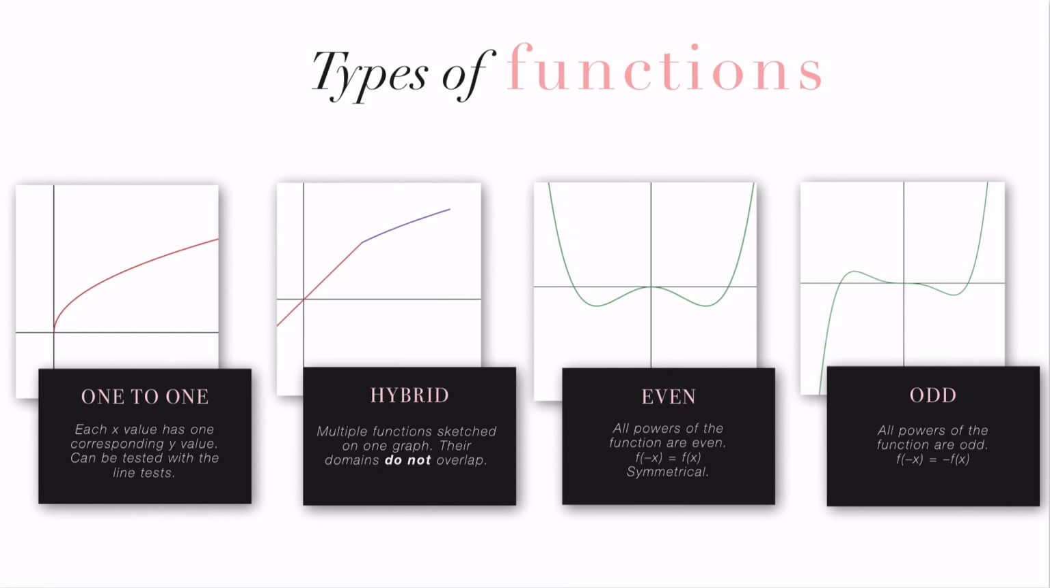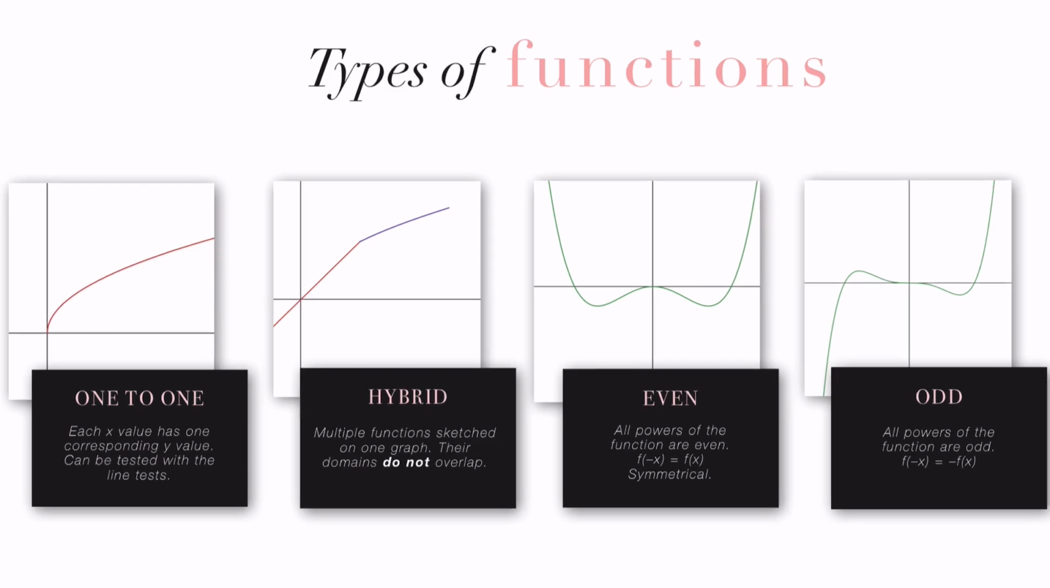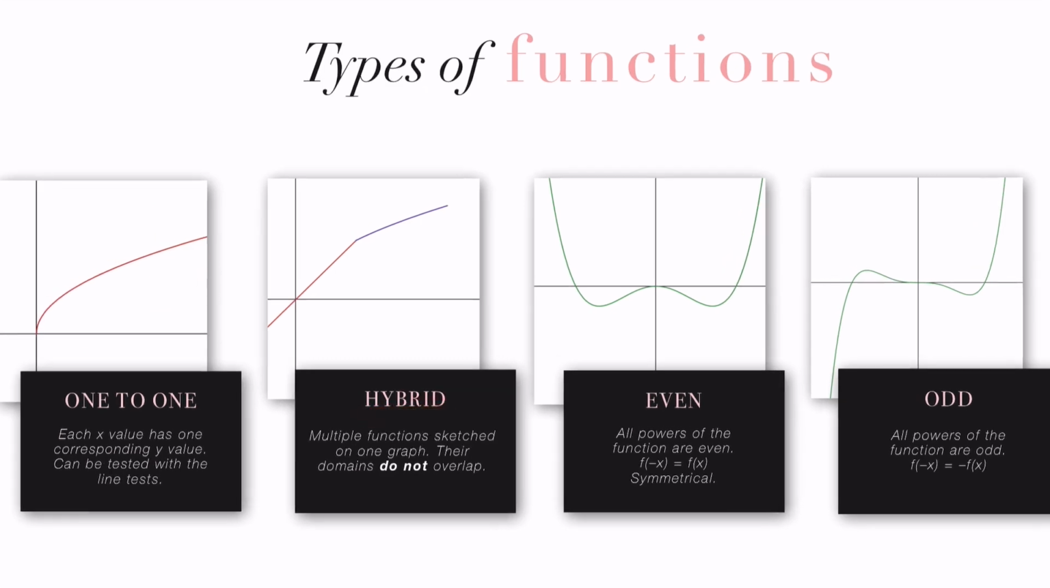We're just going to start digging deeper into the types of different functions that exist as well. So we've spoken about the different types of functions in year 11, and one that we came across was a one-to-one function. That means each x value has one corresponding y value, and we know that we can test for that because it passes both the vertical and the horizontal line test. We also know about hybrid functions. This is where you have multiple functions, but the key thing is that the domains do not overlap. If they did overlap, then it would no longer be a function because remember, it wouldn't pass the vertical line test.